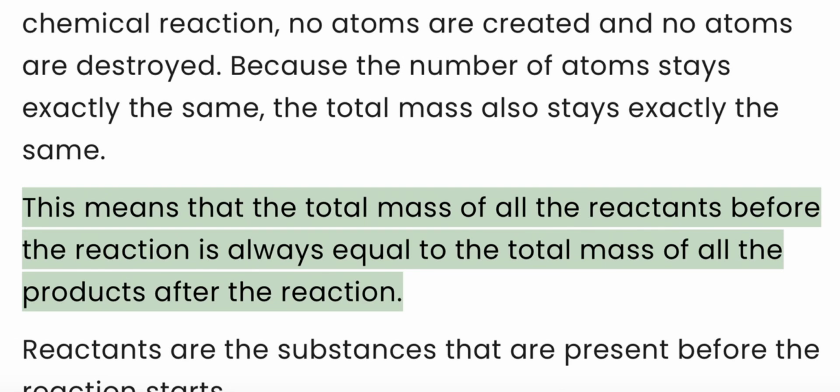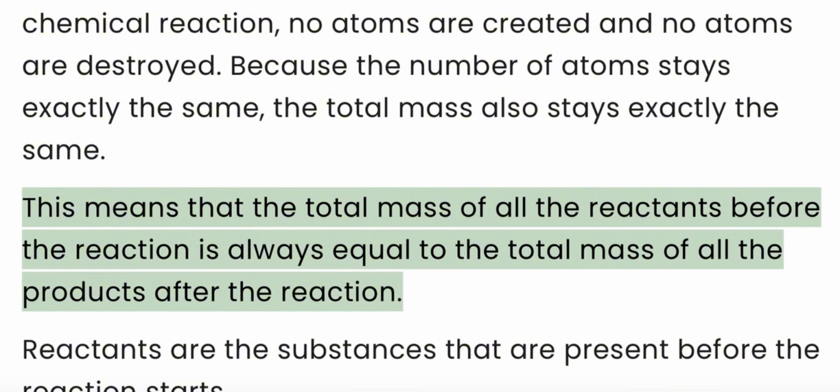Reactants are the substances that are present before the reaction starts. Products are the new substances that are formed after the reaction has finished. Although the substances may look completely different after the reaction, the total mass never changes.